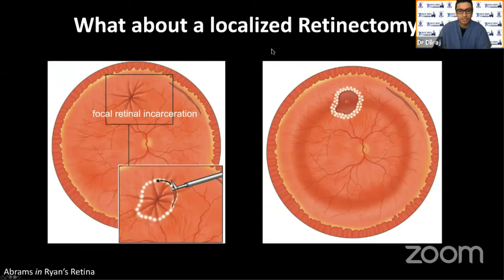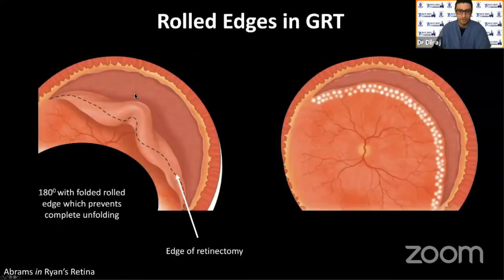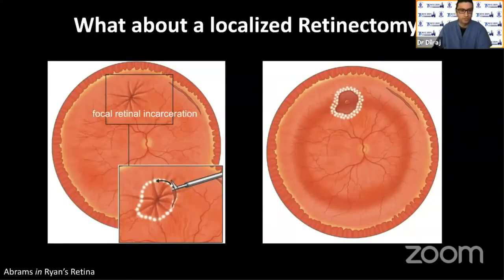So what about cases of a localized retinectomy or a retinotomy? These are cases where if you have focal retinal incarceration, for example, you have a very dense star fold that is adherent and with extensive intrinsic contraction, or there is an area of trauma with the retina incarcerated, you may be able to get by performing a localized retinectomy in those cases.